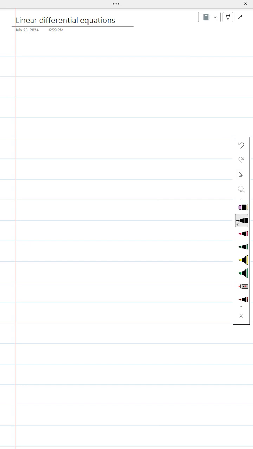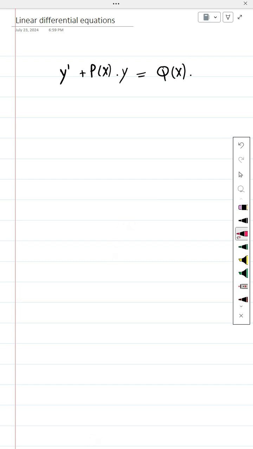When we say that a differential equation is linear, it means it can be written in the form y prime plus p(x) y equals q(x). So as you can see here, if a differential equation is written in this form, it's said to be linear. We have just a remark to tell you about.